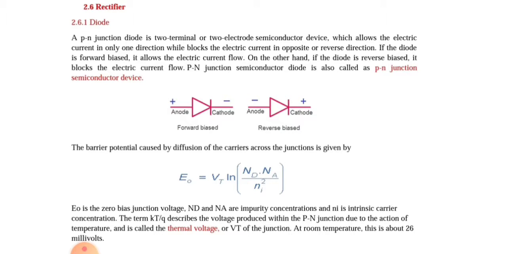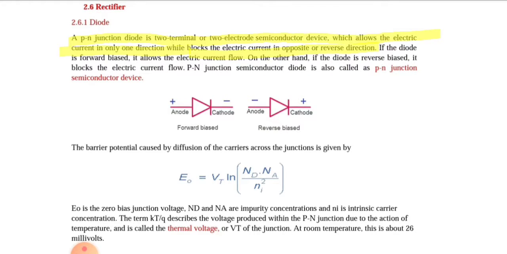So we know a diode is a two-terminal, two-electrode semiconductor device. A PN junction diode is a two-terminal or two-electrode semiconductor device which allows current flow only in one direction while blocking the electric current in the opposite or reverse direction. So a PN junction diode, or simply a diode, is a unilateral device.